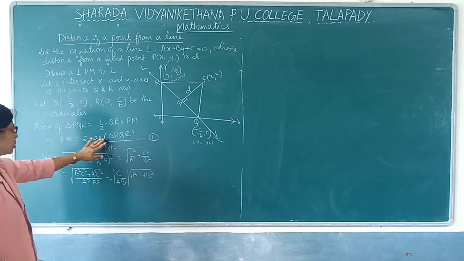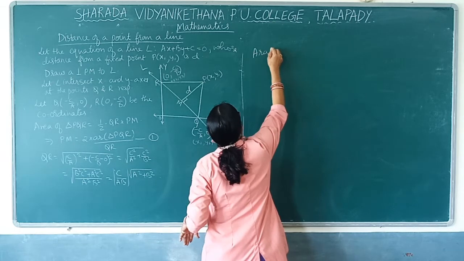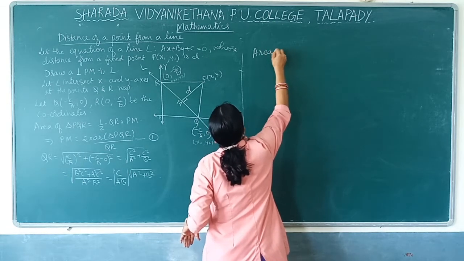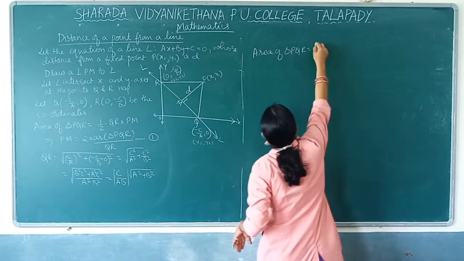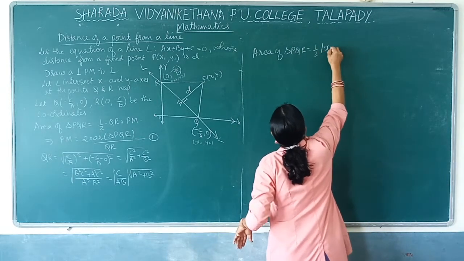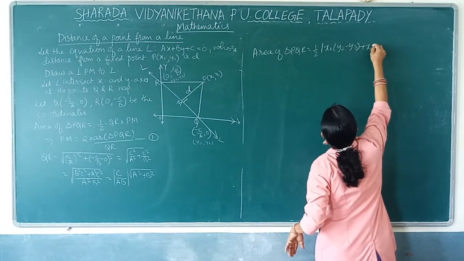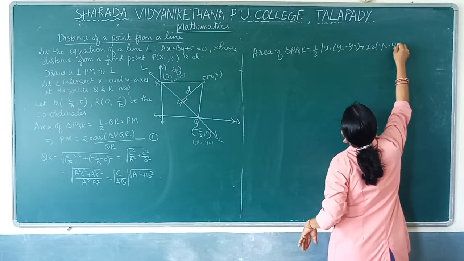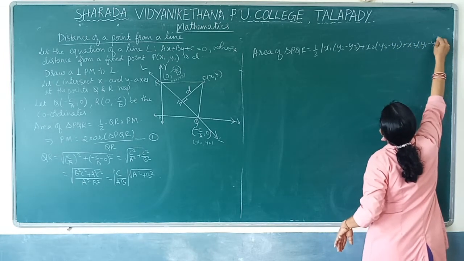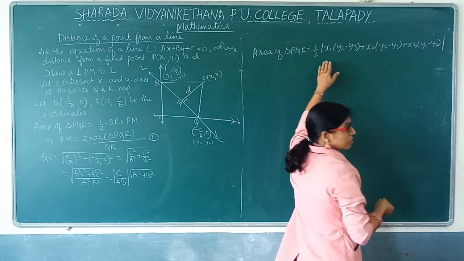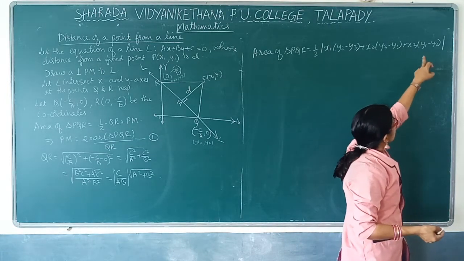Now we will find an expression for the area of triangle PQR. You have a formula which you have studied in your previous classes. What is that? Half of x1 into (y2 minus y3) plus x2 into (y3 minus y1) plus x3 into (y1 minus y2). Okay? You see here it comes in the cyclic order 1, 2, 3, 2, 3, 1, 3, 1, 2.